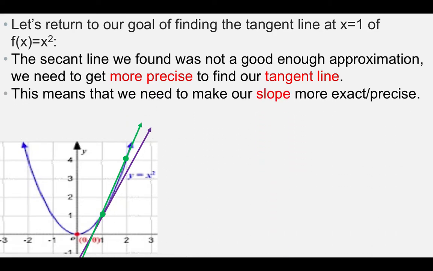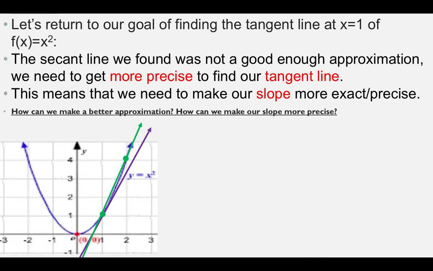This means that we need to make our slope more exact and precise. Basically, if our slope is more precise, then we will be able to find the whole equation of the line because we already have a point, 1 comma 1, and then we need a slope. We have everything we need to find the equation of the line. So that's why the slope here is super important. So something to think about at this point is how can we make a better approximation and how can we make the slope more precise?